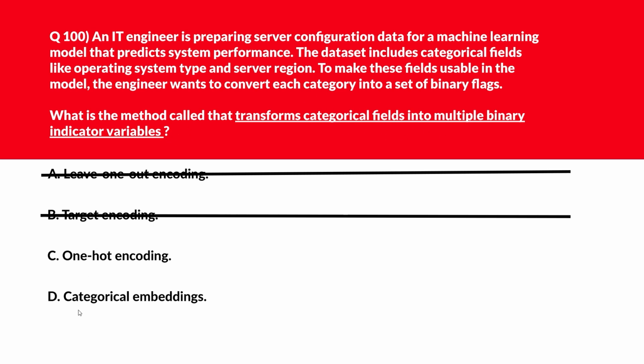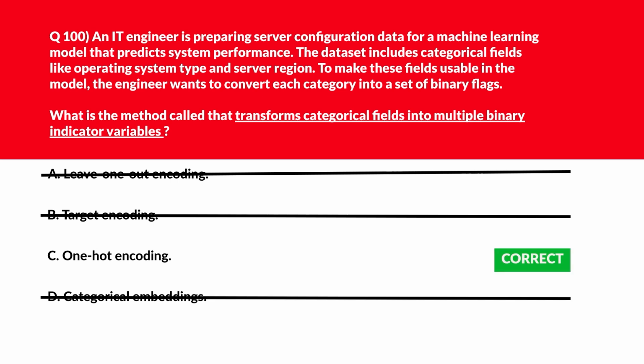Option C says categorical embedding. Embedding based transformation maps categories to dense vectors. So this we don't need. Let's lock option C, one hot encoding as the right answer.